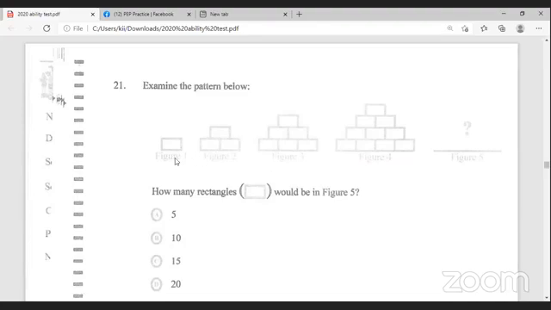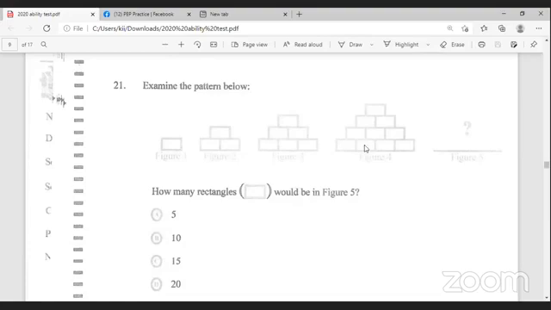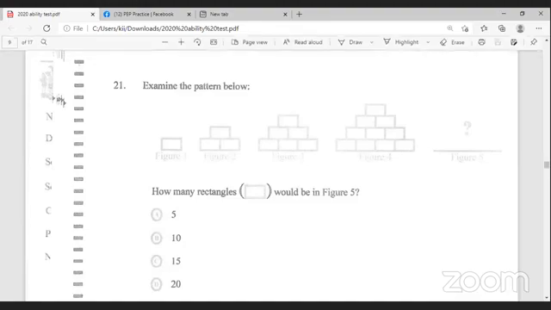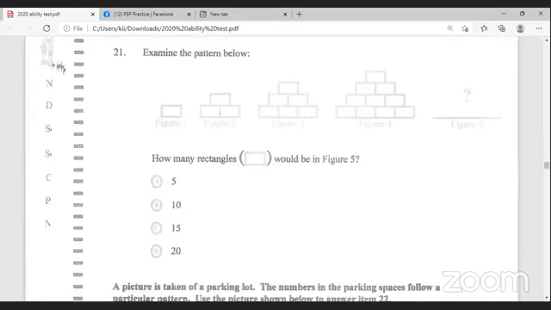Figure 1 has one square, or one rectangle, sorry. Figure 2 has 3 rectangles. Figure 3 has 1, 2, 3, 4, 5, 6 rectangles. Figure 4 has 4 and 3, 7 and 3, 10 rectangles. How many rectangles would be in figure 5? Let's try to see what the pattern is here.